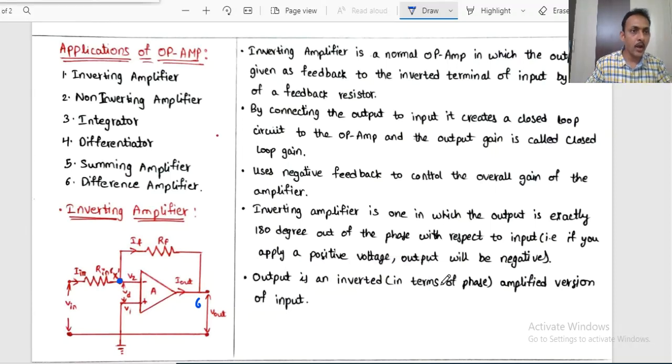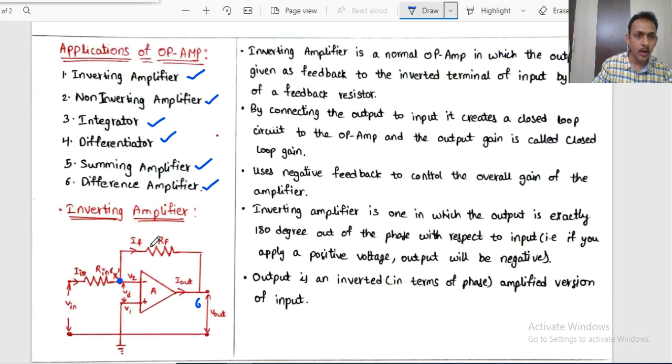In this video, we are going to discuss the applications of the operational amplifier. What are the different applications we have, like the inverting amplifier as an integrator, differentiator, summing amplifier, and difference amplifier. In coming videos, we will discuss in detail, step by step, all the applications of the operational amplifier.